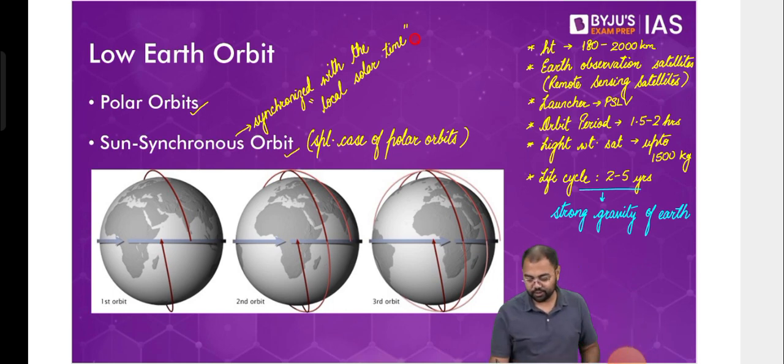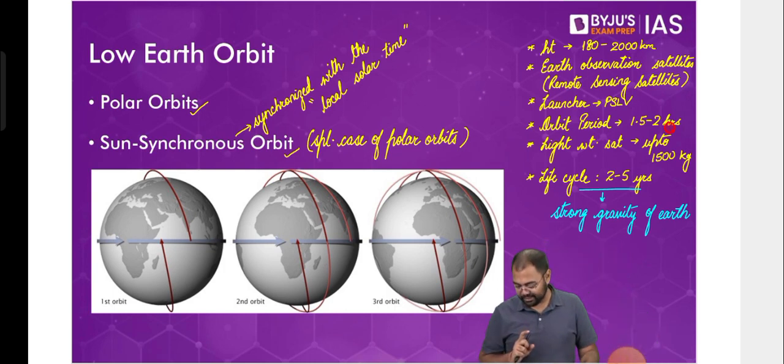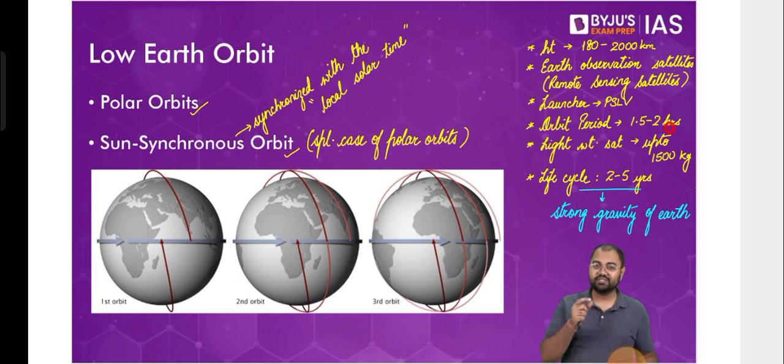On one hand, I'm telling you that the orbit period is just 1.5 to 2 hours. And on the other hand, I'm also saying that 24 hours later, at 10 a.m. in the morning, it will be overhead Delhi. Why so? Can you tell me this? Can you think of this? Even though it is completing one revolution in just 1.5 hours, why does it come back overhead 24 hours later?